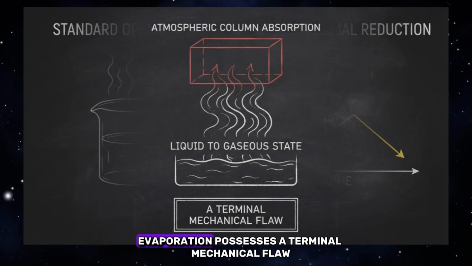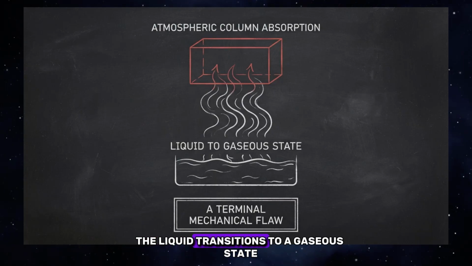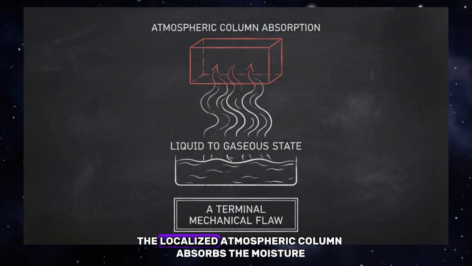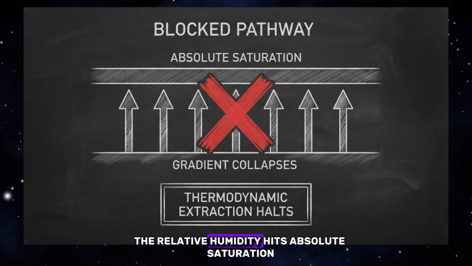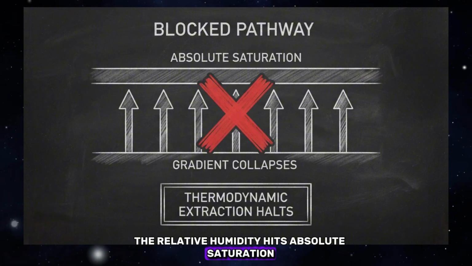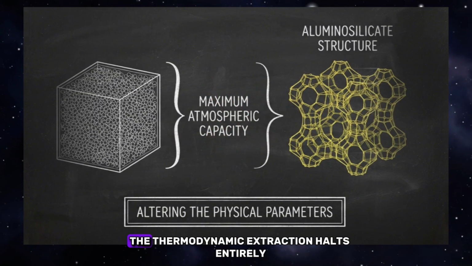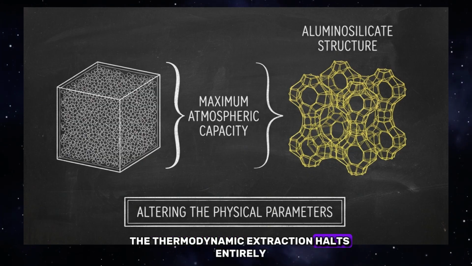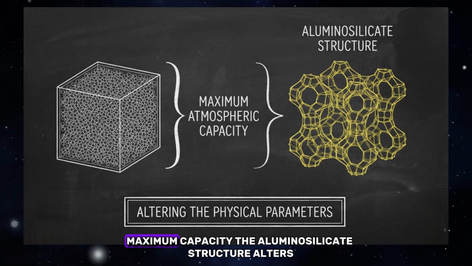Standard open system evaporation possesses a terminal mechanical flaw. The liquid transitions to a gaseous state. The localized atmospheric column absorbs the moisture. The relative humidity hits absolute saturation. The gradient collapses. The phase change terminates. The thermodynamic extraction halts entirely. The atmospheric volume reaches absolute maximum capacity.